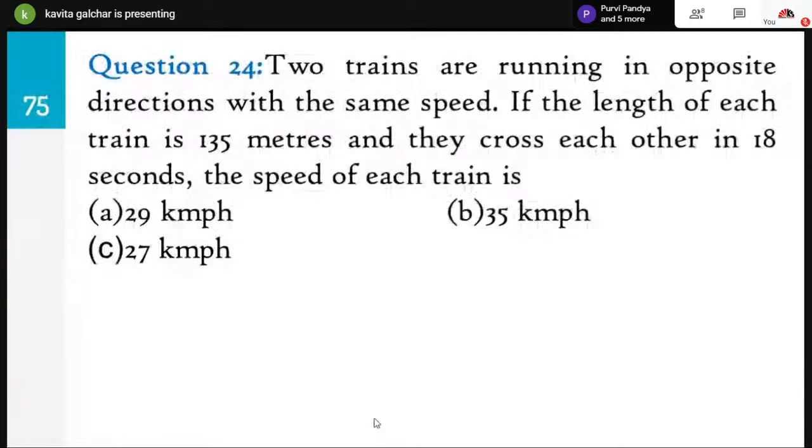So, the next example: two trains are running in opposite directions with the same speed. Same speed, okay? If the length of each train is 135 meters, the lengths of both trains are also the same, 135 meters. And the speed of both the trains will be, suppose, x. And they cross each other in 18 seconds. You have to find the speed of each train.